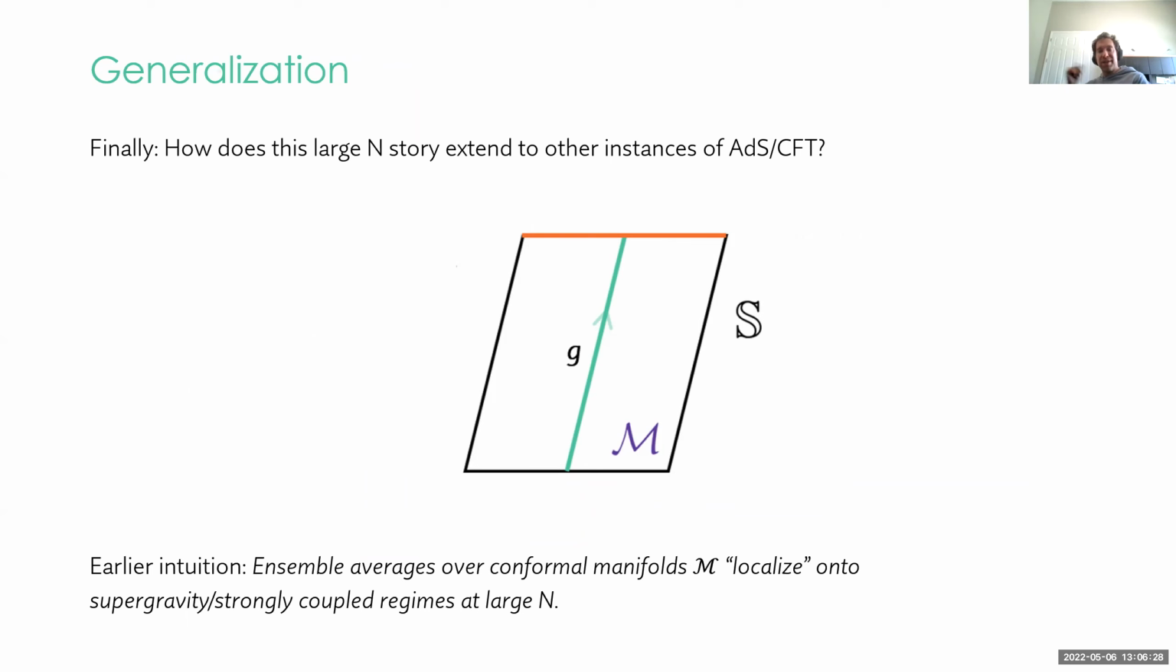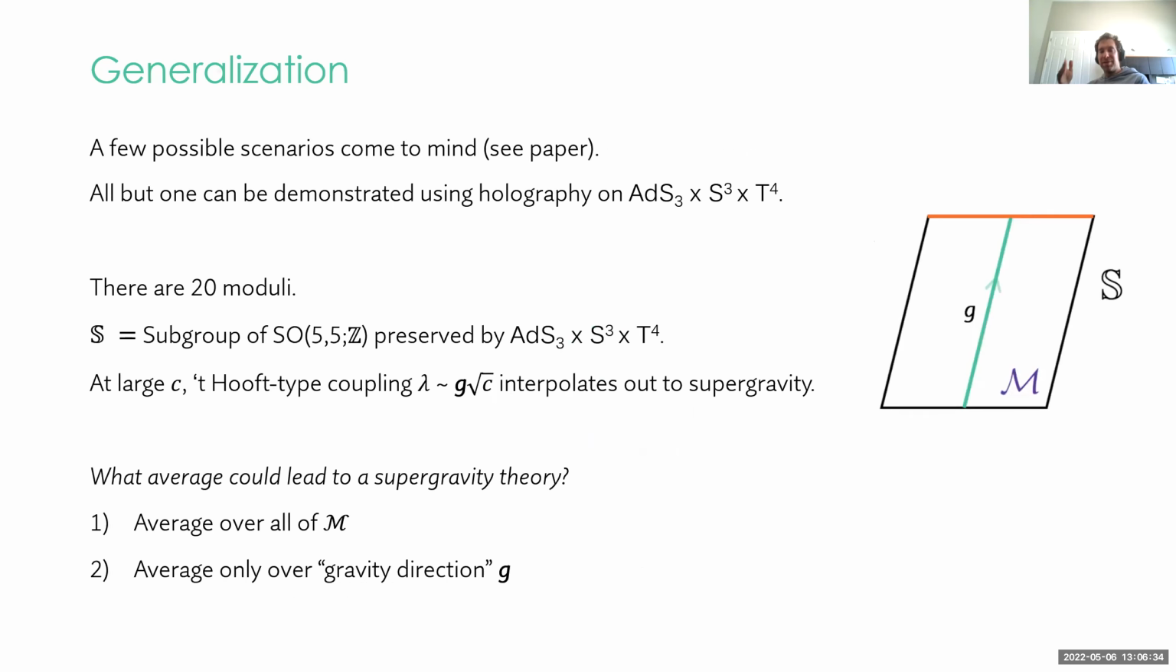But when you have more than one coupling, there are lots of choices to make. So it's hard to come up with the exact prescription. Let me just demonstrate this with the case of the D1, D5 system. We articulate other logical scenarios in the paper, but the scenarios basically boil down to the following two. So in AdS3 times S3 times T4, we have a bunch of moduli. There's a generalized S-duality symmetry.